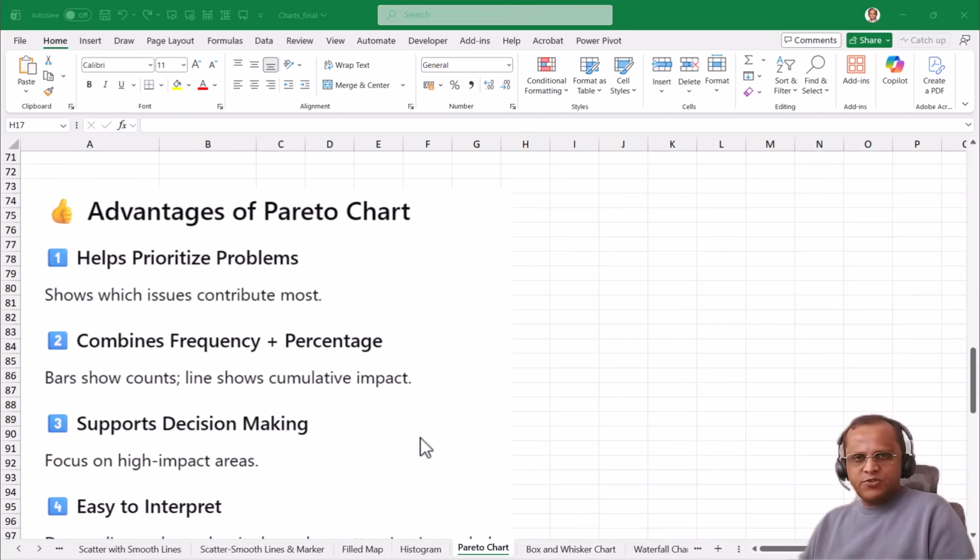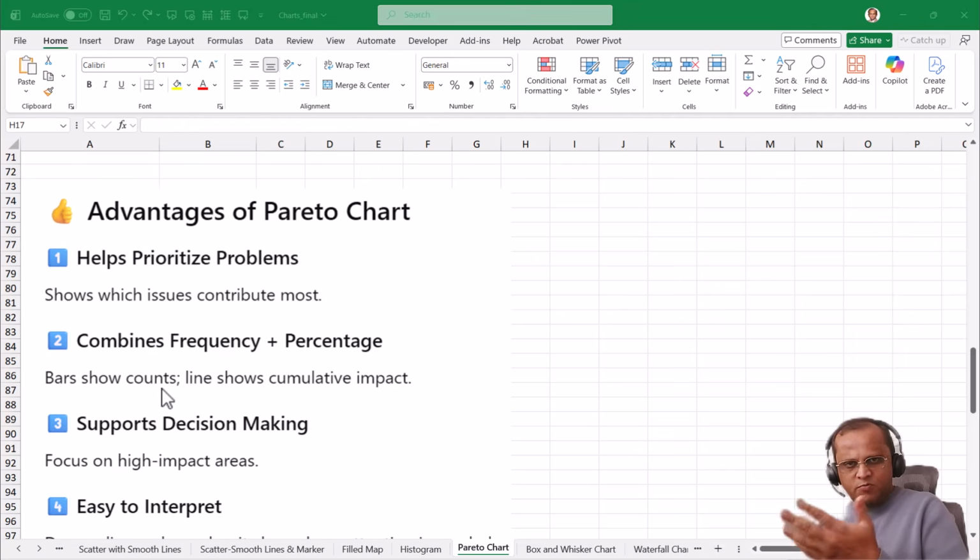Now, what are the advantages of the Pareto chart? First one, it helps prioritize problems. So if we have, suppose, 10 problems, then which problems are important for us and have to be tackled first, we can do very well with the help of the Pareto chart. It combines the frequency plus percentage. So the bar shows the count, that is how many times the problem has occurred, and the line shows the cumulative impact.